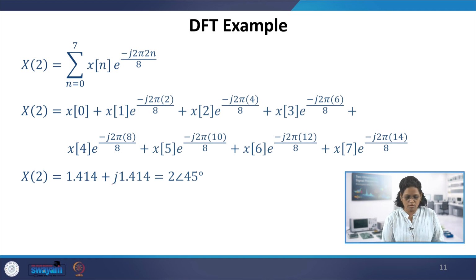Then we get 1.414j or 1.414. This is giving 2 angle 45. X of 2 is this value. So now the presence of the fundamental is shown and the second harmonic is shown. Yes, in the example taken, the fundamental and second harmonic, 1000 Hz and 2000 Hz, are there.